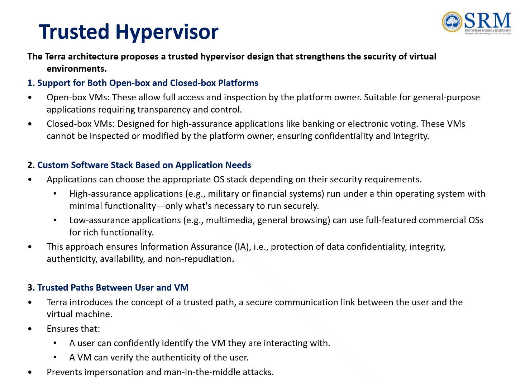This slide also explains that applications can choose different software stacks depending on security requirements. High security applications may use a minimal operating system with only essential components, while general purpose applications may use full featured operating systems. Another important concept mentioned is the trusted path. This creates a secure communication path between the user and the virtual machine, helping both sides verify each other's identity securely. Overall, Terra strengthens virtualization security by providing better isolation, confidentiality, and trusted communication.